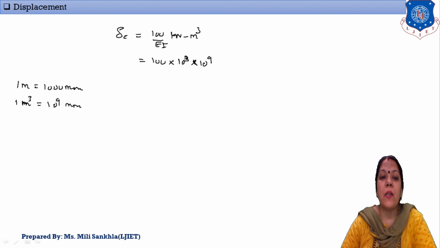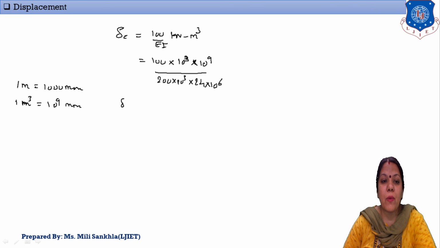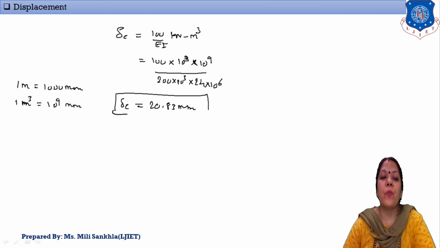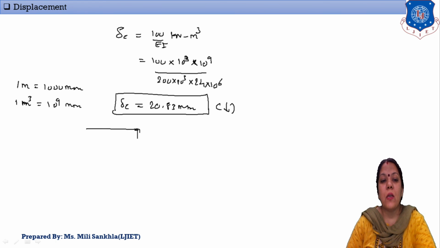Is this conversion clear? Divide by EI, that means E is equal to 2 into 10 raised to 3 and I is equal to 24 into 10 raised to 6. After dividing, my answer for this del C is equal to 20.83 mm. This answer is positive, so make the direction downward. This follows because for a simply supported beam subjected to a point load, the deflection is like this. If the deflection is in the down direction, then in that condition we take down as positive.